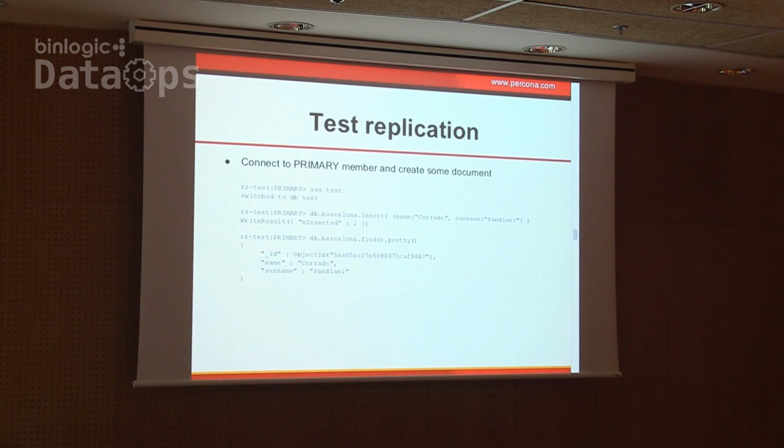How to test that the replication is working as expected? Very simple. We could try to connect to the primary node. As you can see here, when you configure replication and you connect to MongoDB, once you connect to one of the nodes, you can see not only the name of the replica set, but also the state of the node we are connected to. In this case, I'm connected to the primary node. So I enter the test database, and I try to create a new document. For example, in the DB Barcelona, I'm going to insert a new JSON document with just 2 fields, name and surname. So that's OK.